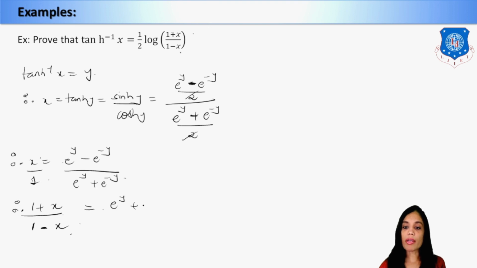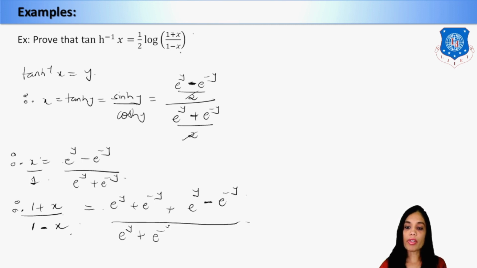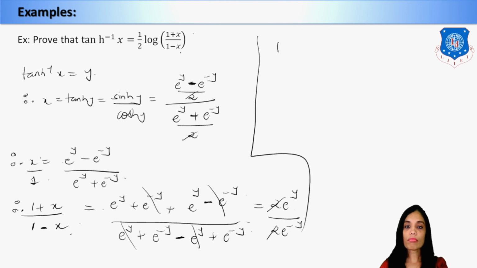So write the RHS also in this form: e raised to y plus e raised to minus y plus e raised to y minus e raised to minus y, upon, again subtract, e raised to y plus e raised to minus y minus e raised to y plus e raised to minus y. So now in the numerator these terms will get cancelled and in the denominator these two will get cancelled. So what will remain? 2 e raised to y upon 2 e raised to minus y. These two will get cancelled. So finally 1 plus x upon 1 minus x is e raised to 2y.